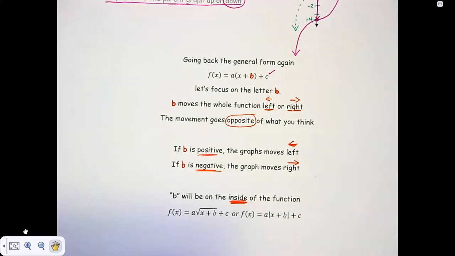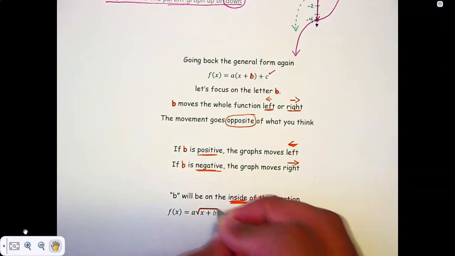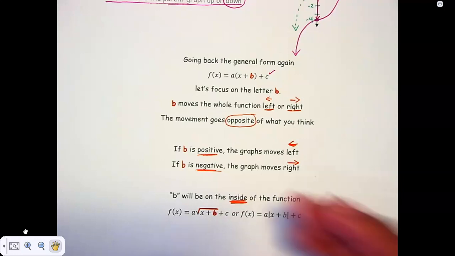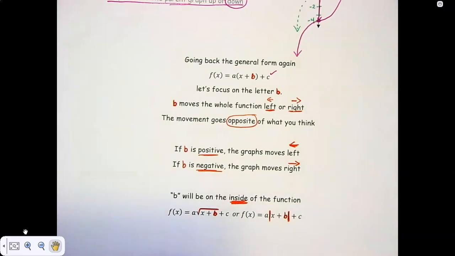So I'm just going to throw some functions here so you guys can see what I'm talking about, the inside of functions. I'm going to give you about 4 different functions here. So we have the square root function here. A square root of x plus b. Again, b is underneath that radical, on the inside of the radical. We have absolute value, A absolute value of x plus b. So the b is on the inside of the absolute value bars.